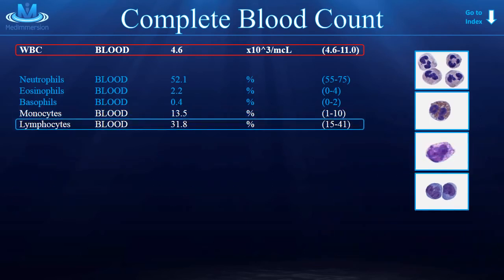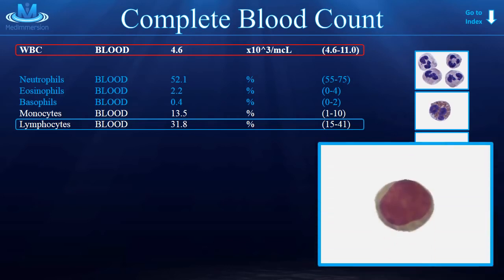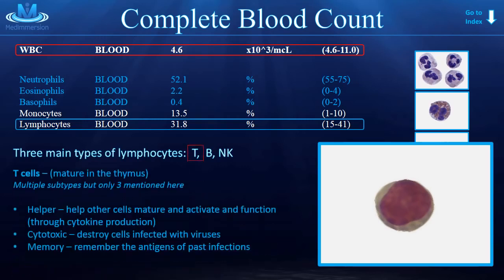Okay, next on to lymphocytes. There are 3 main types of lymphocytes: T cells, B cells, and natural killer cells. First up on the list are T cells. There are 3 main subtypes of T cells: helper T cells, cytotoxic T cells, and memory T cells. Basically, the helper T cells do what they sound like they do. They help other cells in the immune system function and mature and do their job. And they do this by the production of certain cytokines. Now, this isn't a histology lecture, so I'm not going to get into more details.